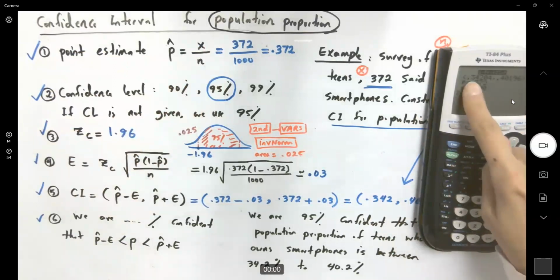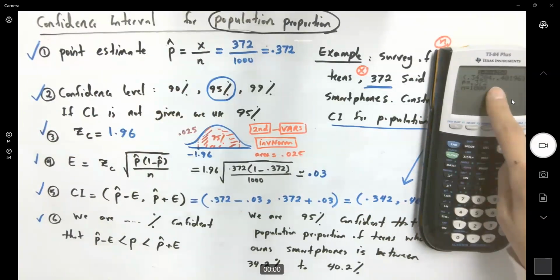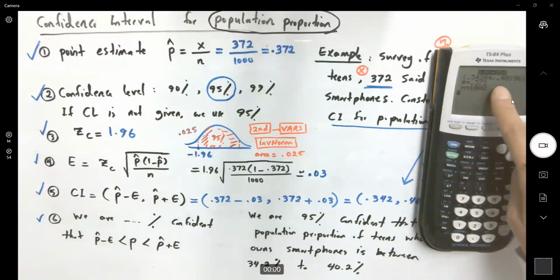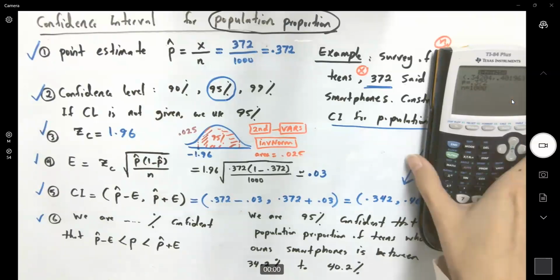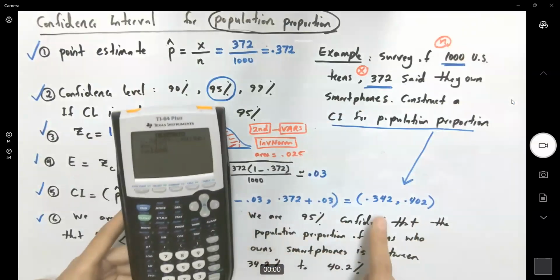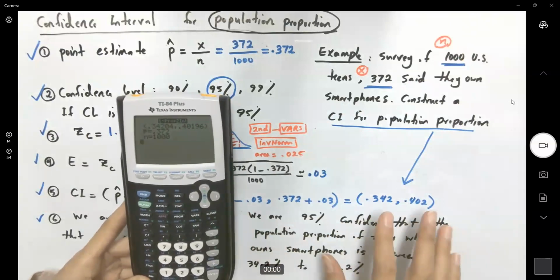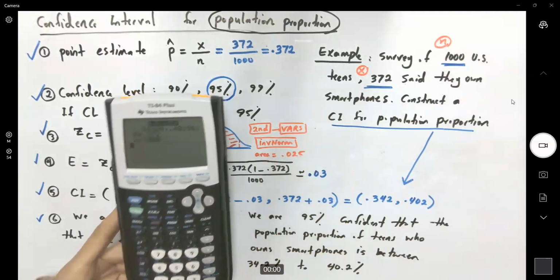As you can see, the confidence interval given in the calculator is 34.2% and 40.2%. So we did a very good job, very accurate confidence interval using the data given in this question.